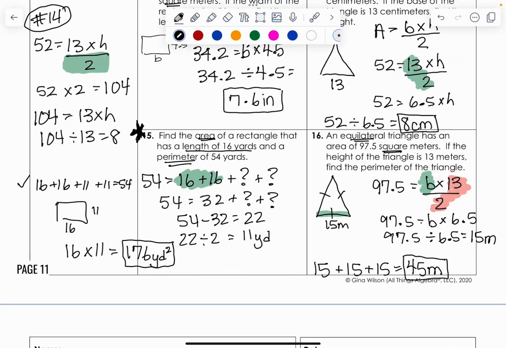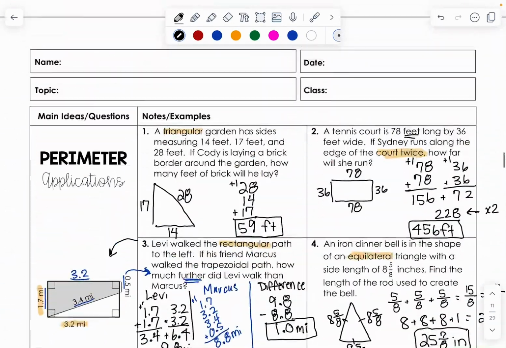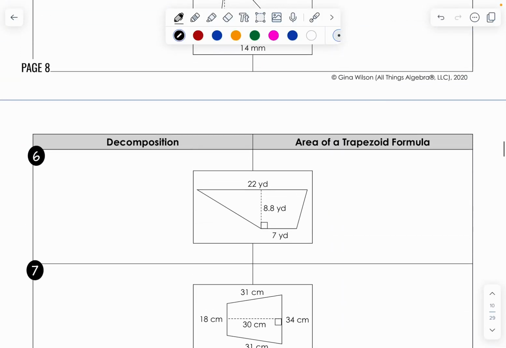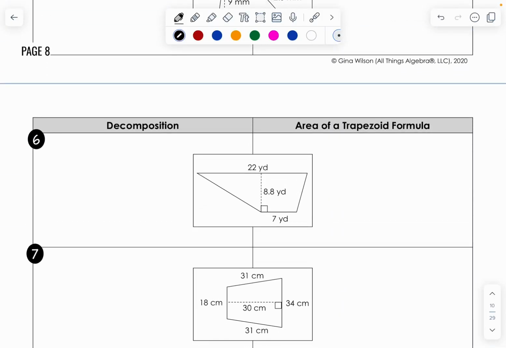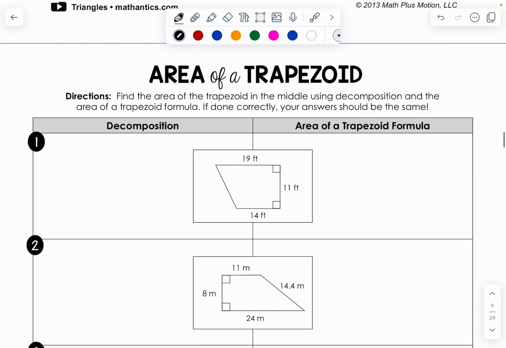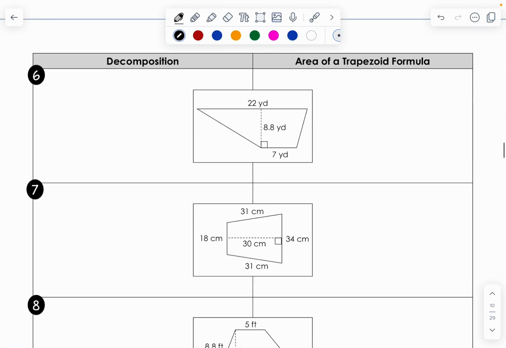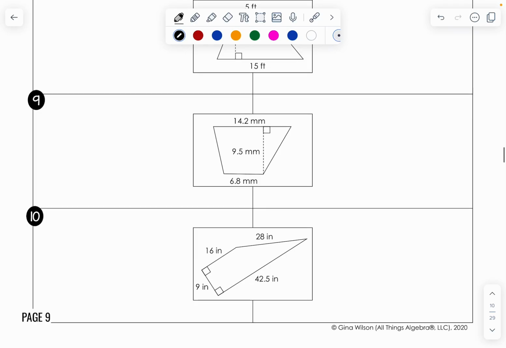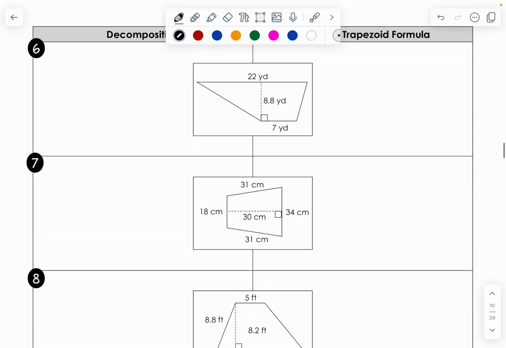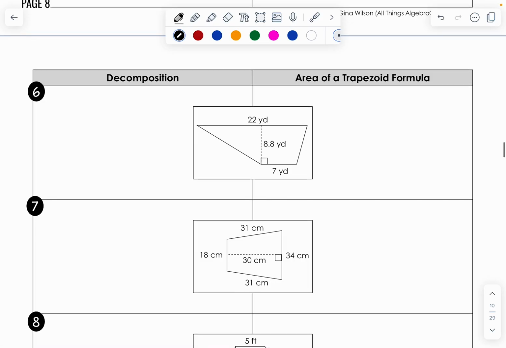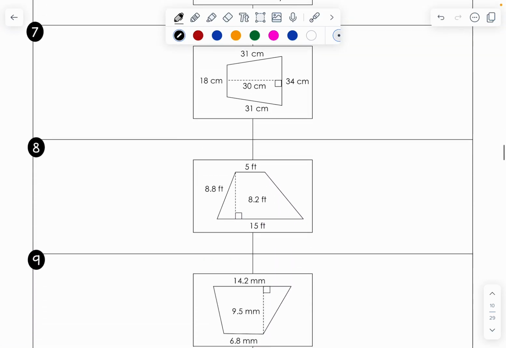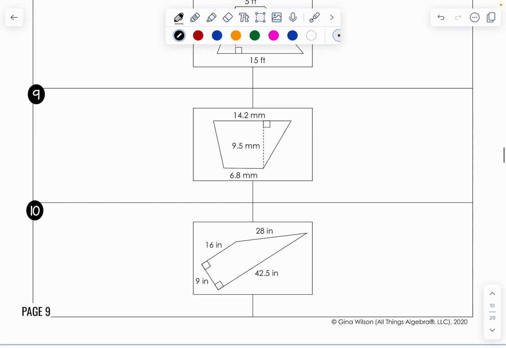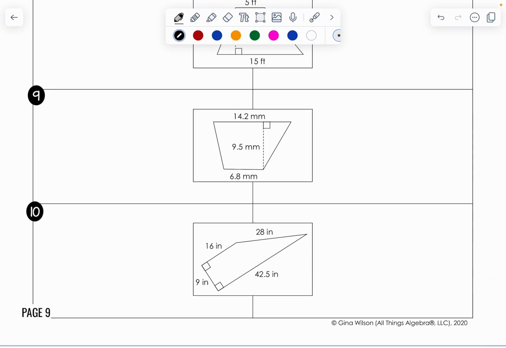Okay, so this is that trapezoid video that I said I was going to give if you have time and still need help. I'm going to the decomposition page of trapezoids, page 9, and I'm going to do problems 9 and 10 both the decomposition way and using our area formula. I'll do the area formula first, and then decomposition on the left. This is only for people that feel like they need extra help with trapezoids.